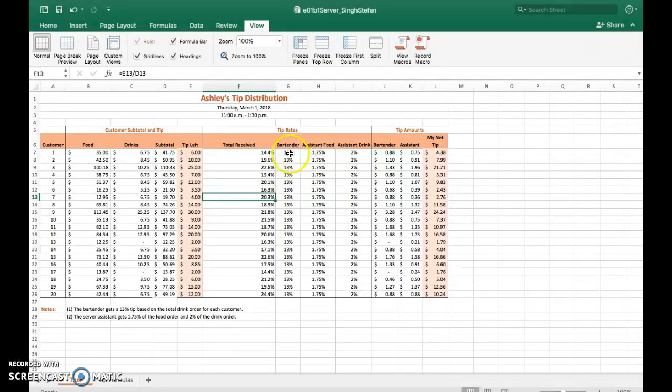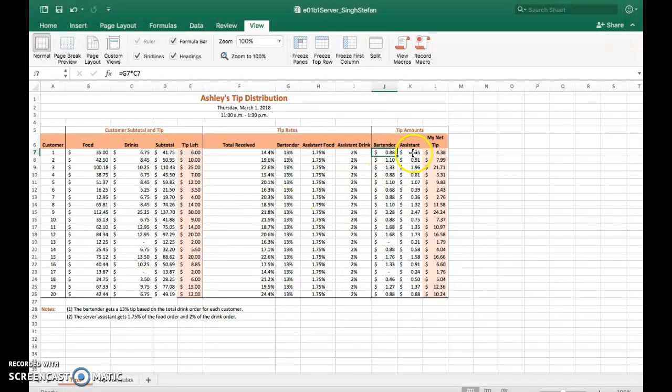All right, so the bartender's and the assistant server's fixed rates were provided, and I was also able to calculate what their cut was. So in the case of the bartender, he was given 13% of the drink sales. So looking at this right here, it's 13% times 6.75.